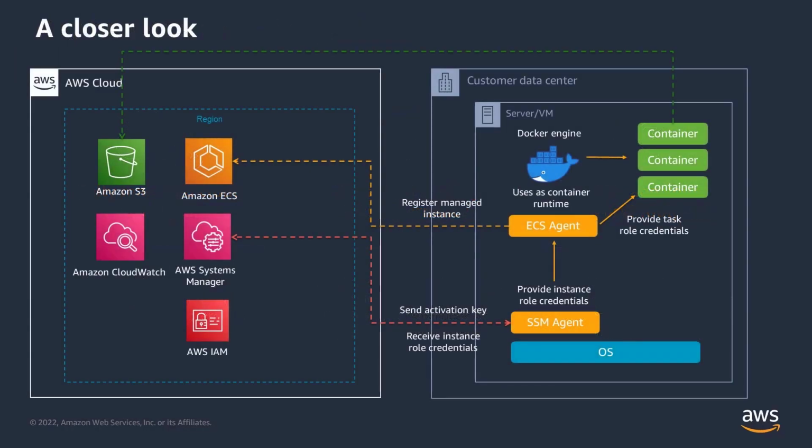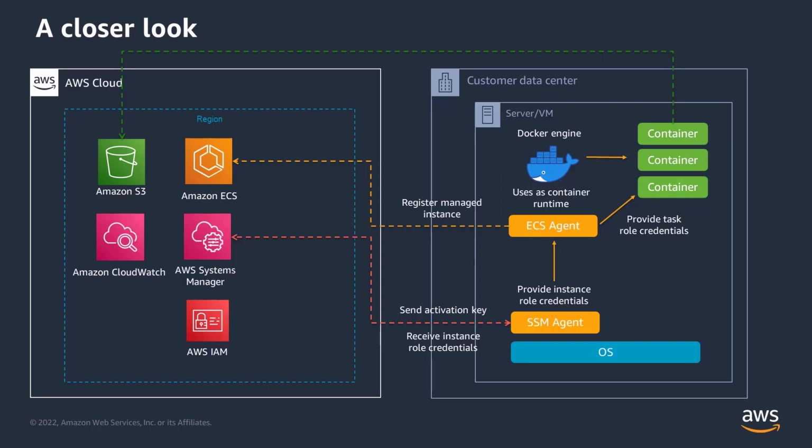So let's take a closer look at how ECS Anywhere works. First, the ECS agent installed on your on-prem server or VM will register a managed external instance and report that back to ECS for orchestration purposes. On the SSM, or Systems Manager, side, the SSM agent receives the activation key for this external instance from AWS Systems Manager in the cloud, as well as all the IAM role credentials related to that instance. And then it provides those credentials to the ECS agent on-prem.